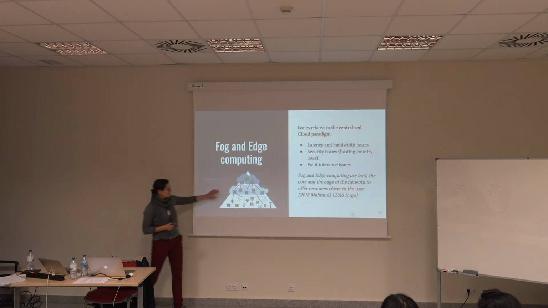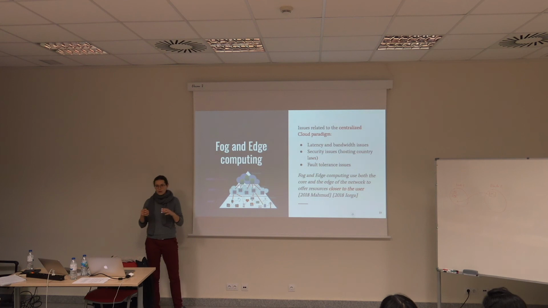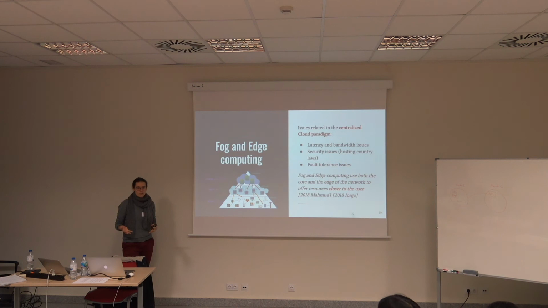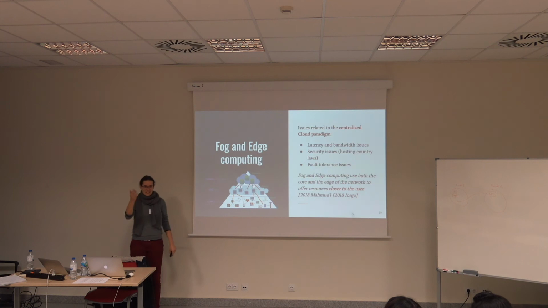So the fog is more about the core network, and the edge is more about small devices. Like, I need a very small computation, but to get the result very fast, well, maybe there is a Raspberry Pi in the projector, I don't think so, but instead of uploading my data to a data center, I would use the Raspberry Pi of the local device. Okay.